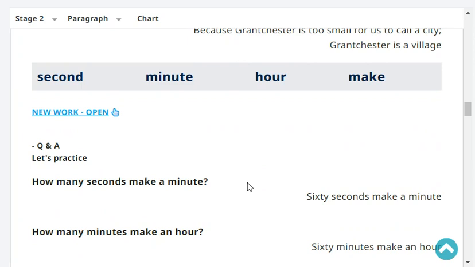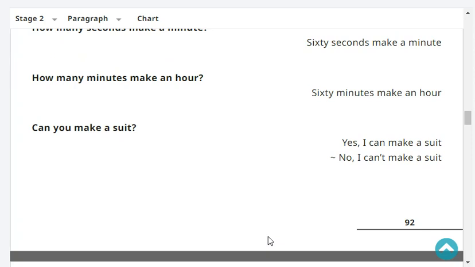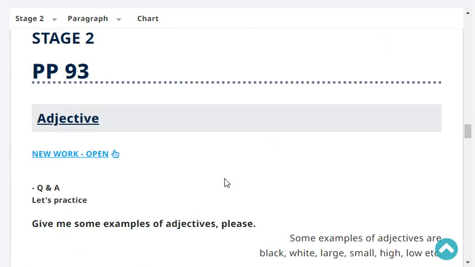How many seconds make a minute? 60 seconds make a minute. Very good. How many minutes make an hour? 60 minutes make an hour. Very good. Can you make a suit? Yes or no? No, I can't make a suit. Very good.